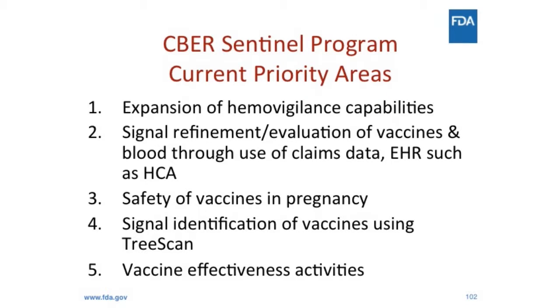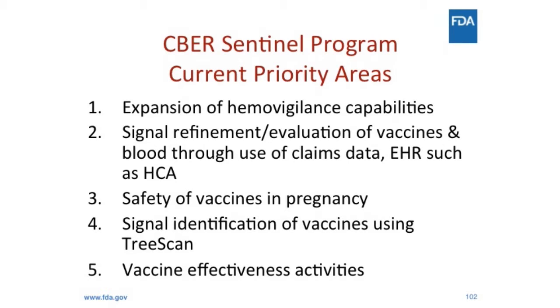This is a list of current priority areas for the CBER Sentinel program. First, expansion of hemovigilance capabilities, signal refinement and evaluation of vaccines and blood through use of both claims data as well as electronic health records, safety of vaccines in pregnancy, signal identification of vaccines using the TreeScan method, and vaccine effectiveness activities. So as I give an update on the current and recently completed activities of CBER Sentinel program, you will see examples in each of these areas.